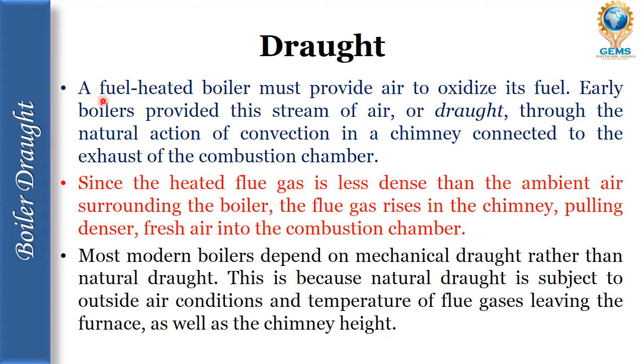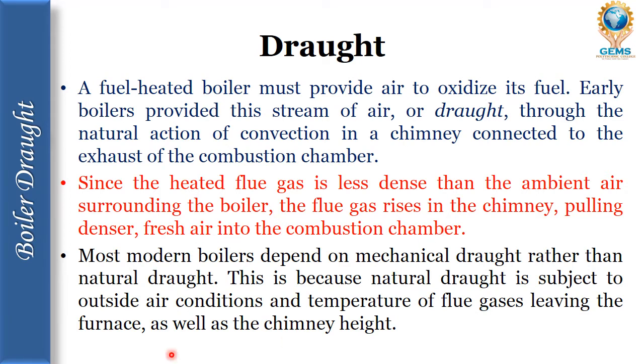A fuel heated boiler must provide air to oxidize its fuel. Early boilers provided this stream of air, or draft, through the natural action of convection in a chimney connected to the exhaust of the combustion chamber. Since the heated flue gas is less dense than the ambient air surrounding the boiler, the flue gases rise in the chimney, pulling denser fresh air into the combustion chamber.